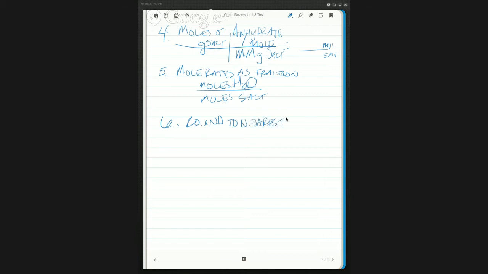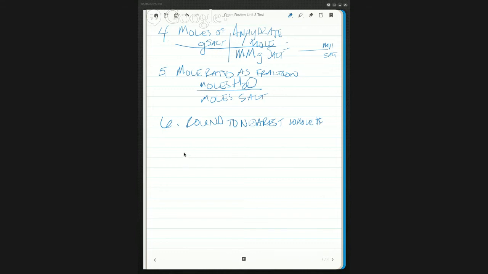All I've done is rewrite the same questions that were on the lab. Hopefully you guys are following along so that you'll be able to do this. We're going to do the exact same 6 steps, ending with rounding to the nearest whole number. This is the lab. We're just doing lab, so let me give you a different salt.